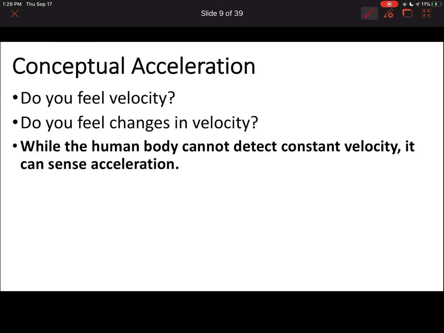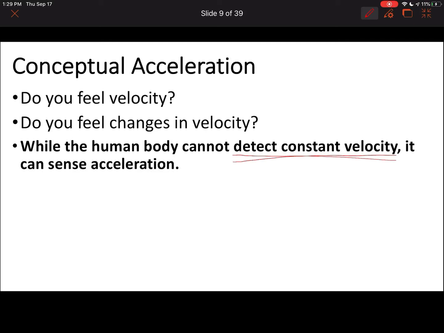The human body does not detect constant velocity. It's actually not a human body thing. It's a pretty impossible thing to have a sense of just velocity. But what you can have a sense of is an acceleration. And we'll talk about why that is and the difference in our next unit when we talk about dynamics. But for now, we can detect acceleration when there is a change in velocity.